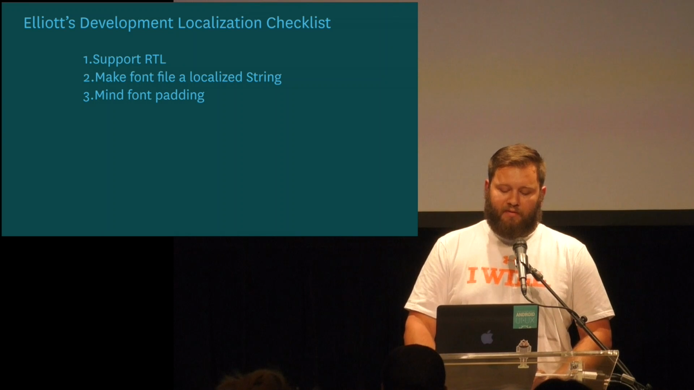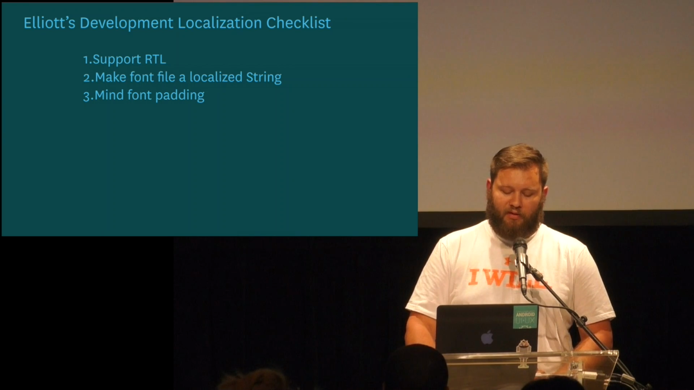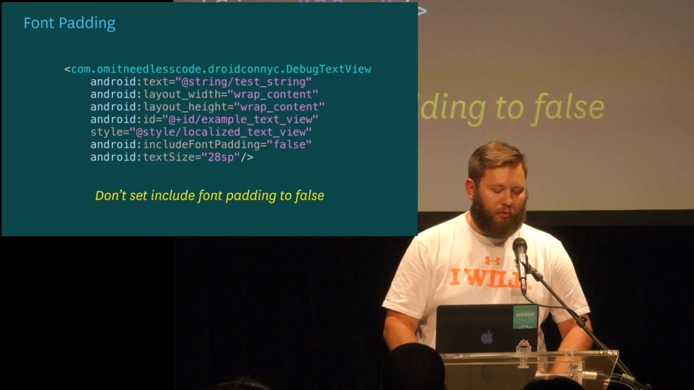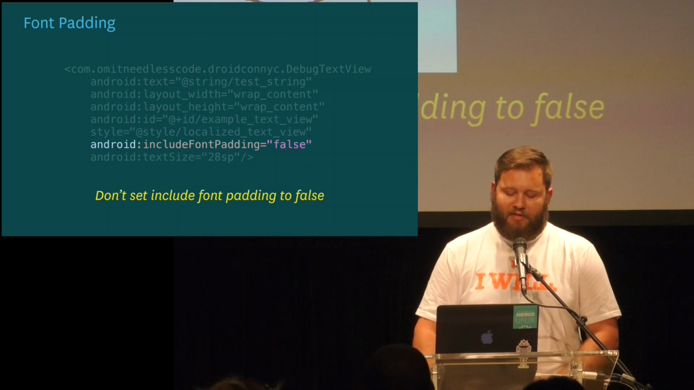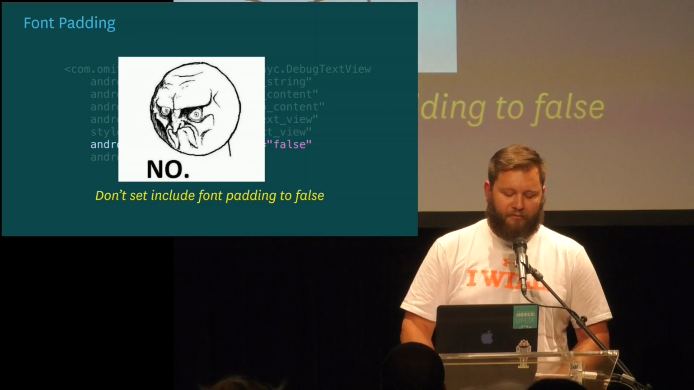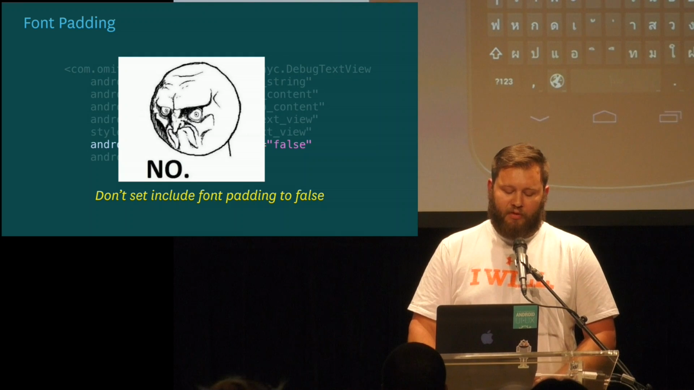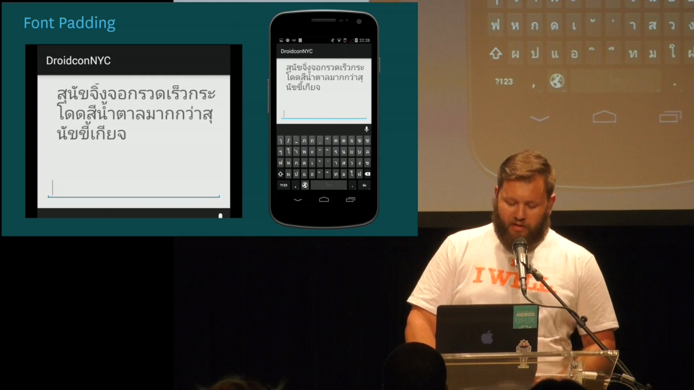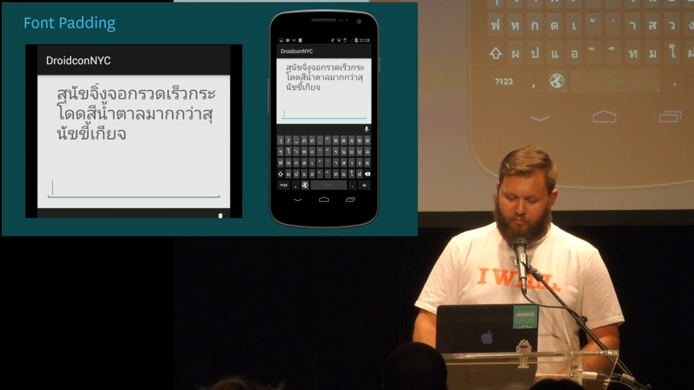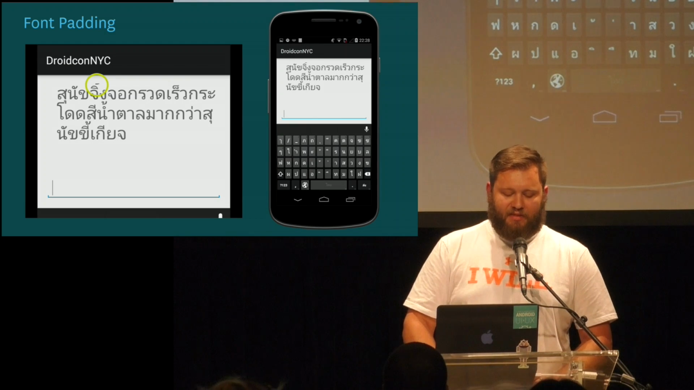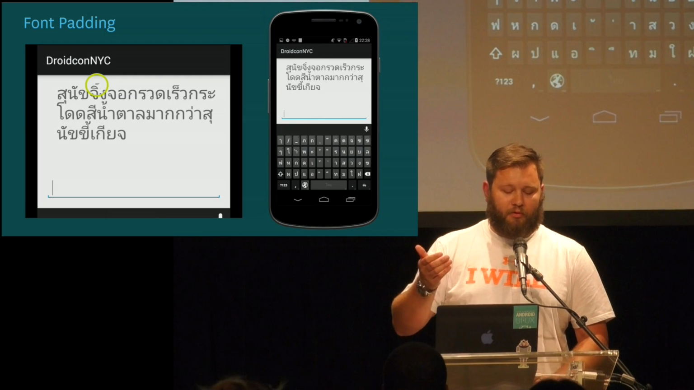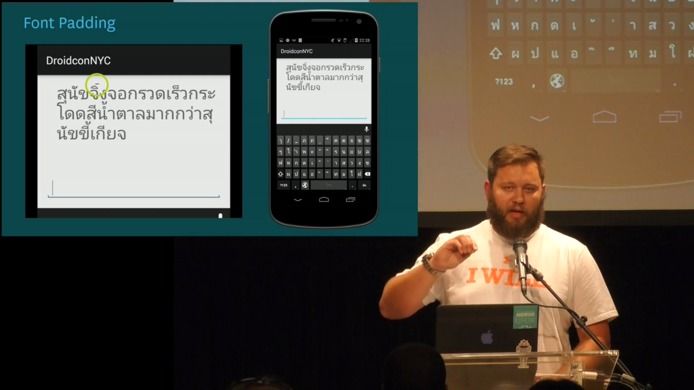So the next thing is one that early in my career I was guilty of doing, but I have since told everybody not to, which is using include font padding false. So the reason why I say don't set include font padding false is for this specific reason. And I don't know why it pulled the Galaxy Nexus as a device art, but that's a nice throwback for everybody. So the reason I say that is because in languages like Thai, where you have a bunch of ascenders and descenders, and it may be a little bit hard to see, it actually will clip.